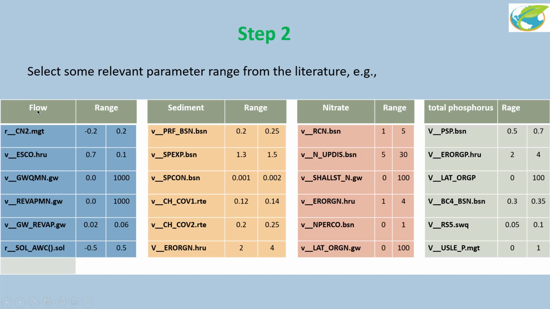So if you want to look at something related to flow, of course, you need the flow parameters. If you want to look at sediment, you need flow parameters plus sediment parameters. If you want to know nitrate, you need flow parameters and nitrate parameters. And if you need to know about total phosphorus, you need to use flow, sediment, and total phosphorus parameters because phosphorus moves with sediment. So these are the typical parameter ranges and parameters that you can use in your model.